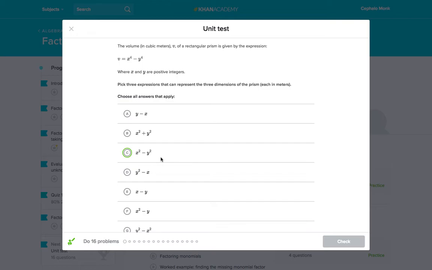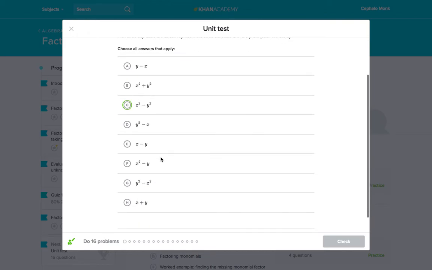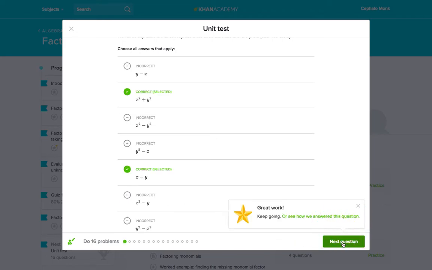X minus y times x plus y. We got x squared minus y squared, right? Because the xy's cancel out. So we have that times, oh, x squared plus y squared. There we go. Okay, x squared plus y squared, and we have x minus y and x plus y. Perfect.